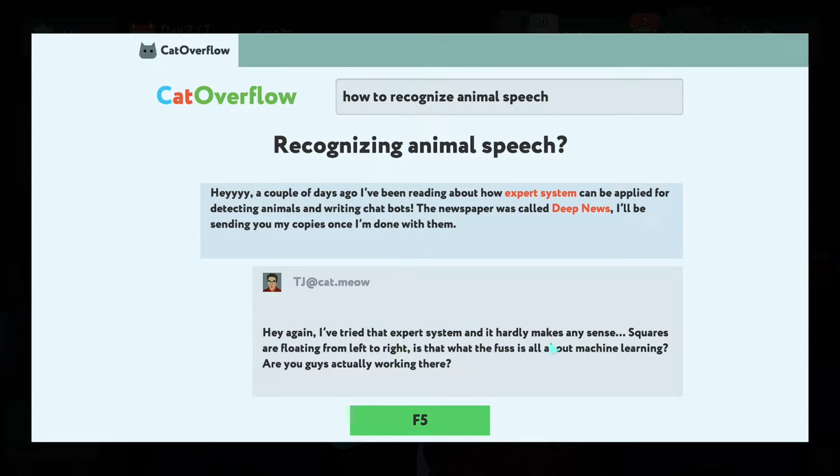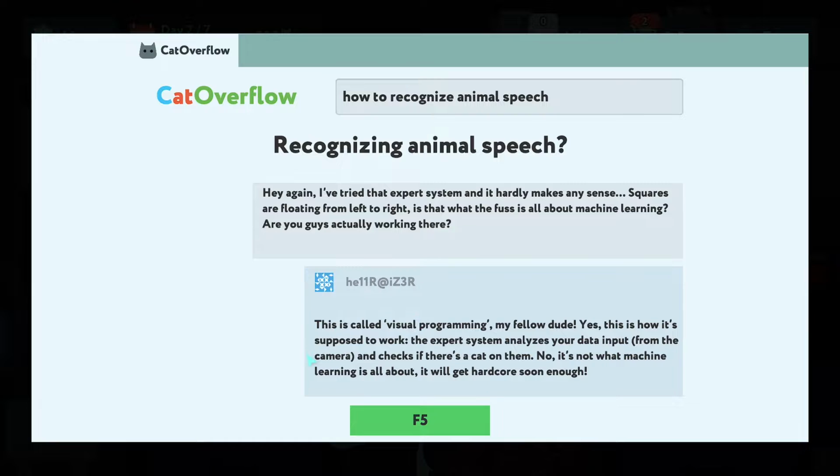I've tried the expert system. It hardly makes any sense. Squares are floating from left to right. What is all that fuss about machine learning? Are you guys actually working there? This is called visual programming, my fellow dude. Oh boy. Yes, this is how it's supposed to work. The expert system analyzes your data input from the camera and checks if there's a cat on them. No, it's not what machine learning is all about. It will get hardcore soon enough.